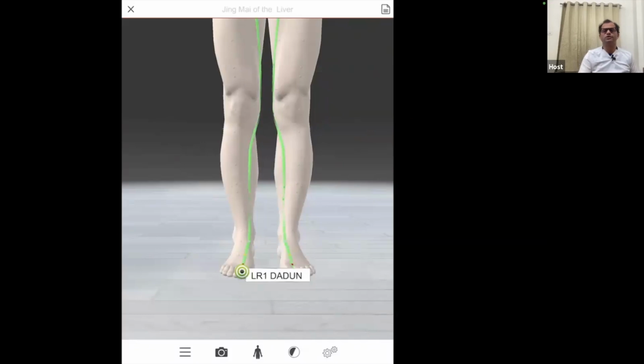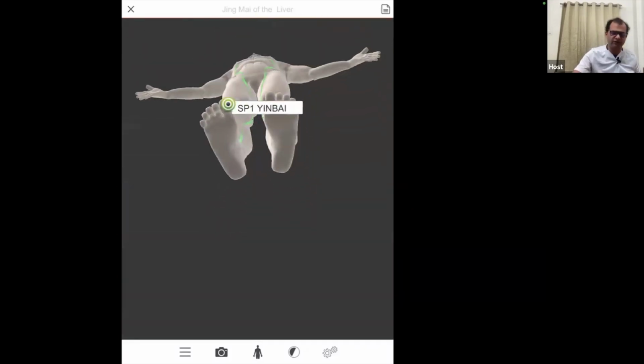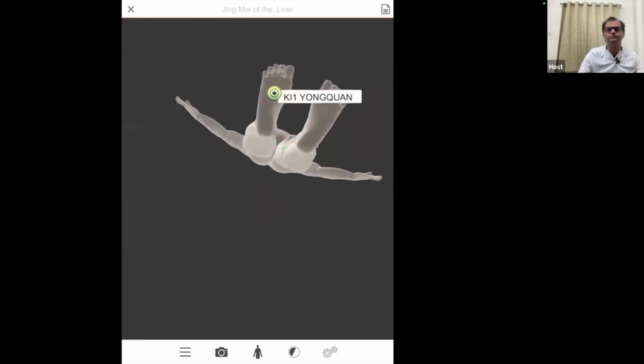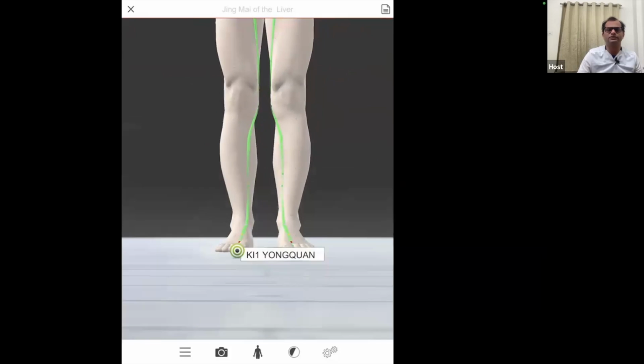Why is the liver a yin meridian? Because yin energy is coming from the earth. Then it's liver 2, liver 3, liver 4, whatever. Even the spleen meridian is starting from the earth. Even the kidney meridian is starting from the earth. We can see kidney 1. All the yin meridians are starting from the earth.